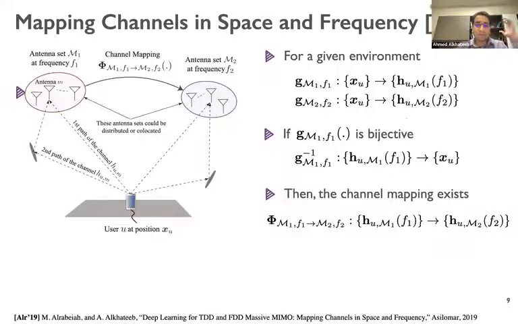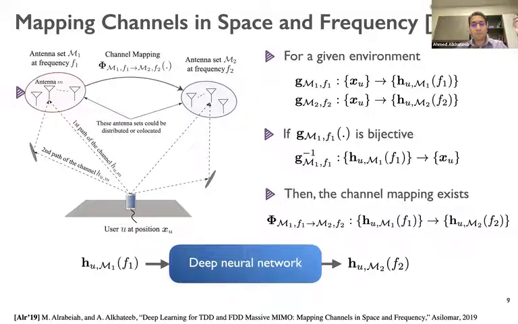So we can go directly from the channels at the first set of antennas to the channels at the second set of antennas. This just proves that if this bijectiveness condition is satisfied, then this composite mapping exists, which means that we can go from the channels at the first set of antennas to the channels at the second set of antennas. Now, why is this interesting?